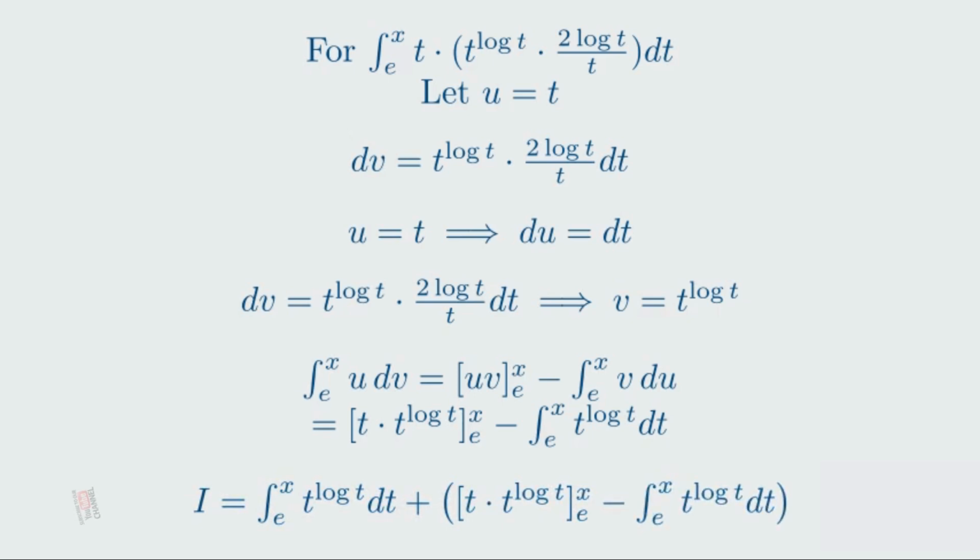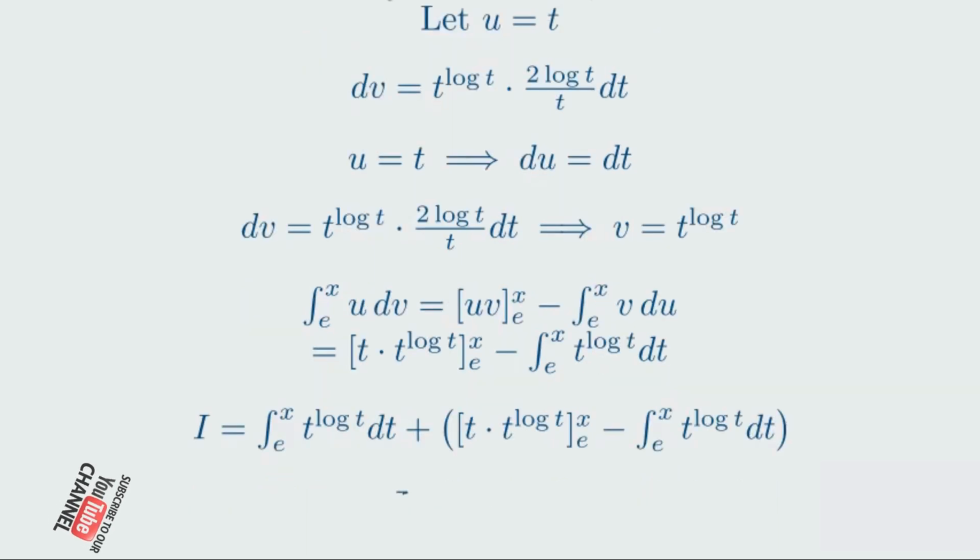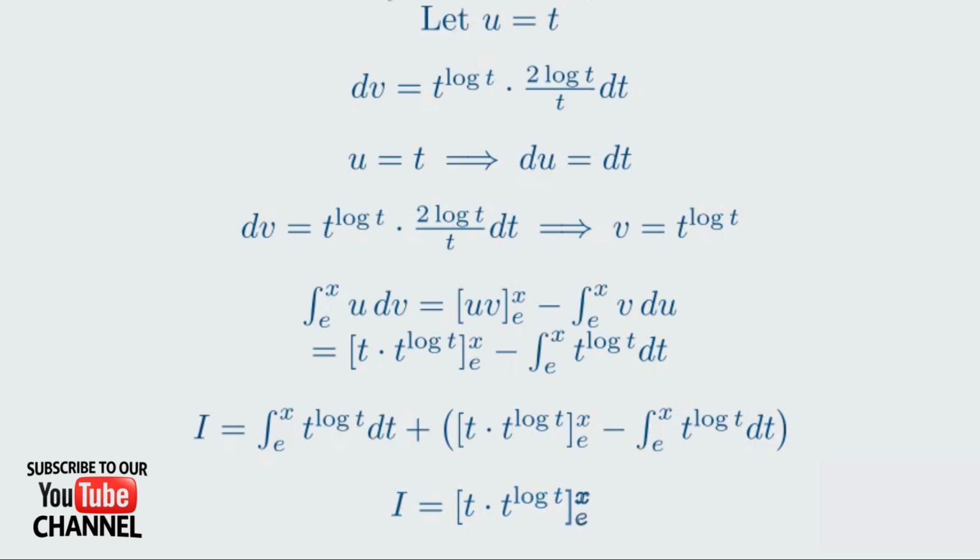And now we see something wonderful. The integral of t to the log t from e to x appears with a positive sign and a negative sign. They cancel each other out. The two integrals cancel, leaving us with a much simpler expression. I equals t times t to the log t, evaluated from e to x. The substitution and integration by parts have completely eliminated the integrals.